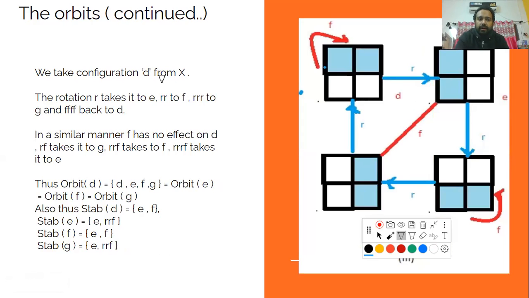Acha, this is a little interesting. What are the orbits of D? Okay, we have to find the orbit of D, right? We enlist the elements of group G as, again, R, R square, R cube, flip, R flip, R square flip, R cube flip. Okay.